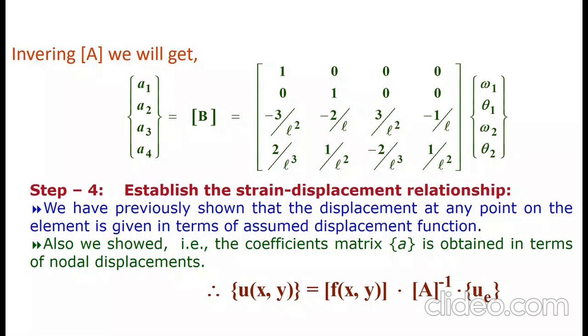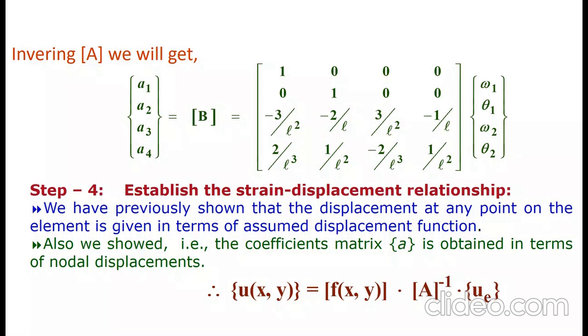After forming this equation, the inversion of A will be A1, A2, A3. The B matrix will be 1, 0, 0, 0, 0, 1, 0, 0, minus 3L square, minus 2L, 3L square, minus 1L. And then 2L cube, 1L square, minus 2L cube, 1L square, W1, theta 1, W2, theta 2.